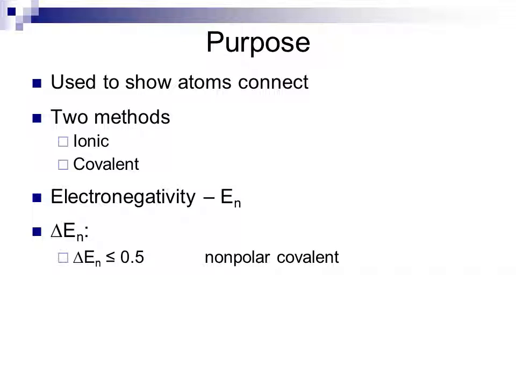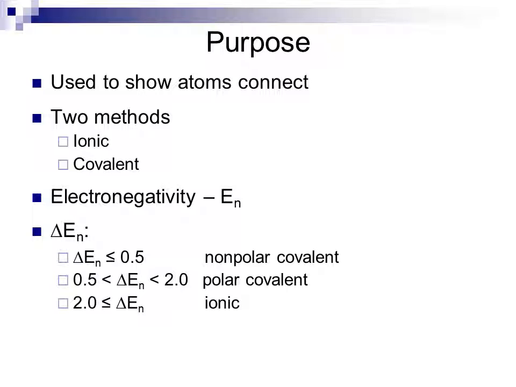If the difference is less than or equal to 0.5, I call this nonpolar covalent. The term covalent, remember, refers to overlapping or sharing, valent, so sharing of valence electrons. If it is between 0.5 and 2.0, then it's polar covalent. If it is greater than or equal to 2.0, it's ionic.